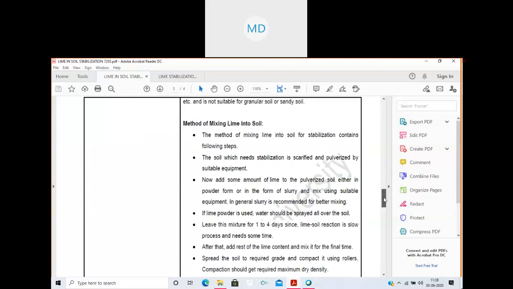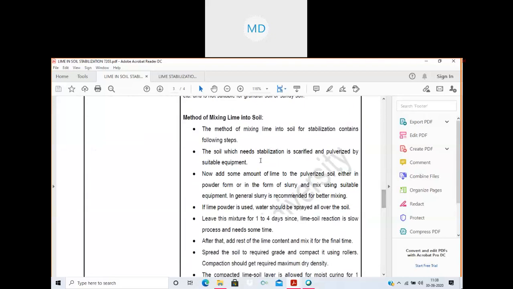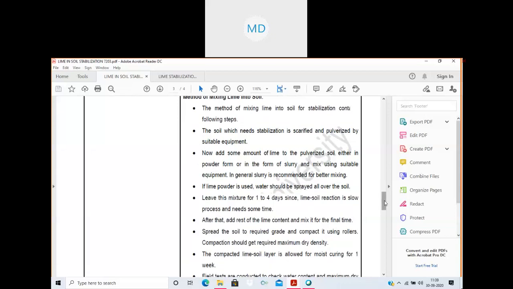Then we see the method of mixing lime to soil. So what are the various steps involved? The first is that the soil which needs stabilization is scarified and pulverized by suitable equipment. Scarified and pulverized means to clean the soil and to break the lumps. In some places the soil may form lumps. Those lumps should be broken. Okay, that is scarified and pulverized.